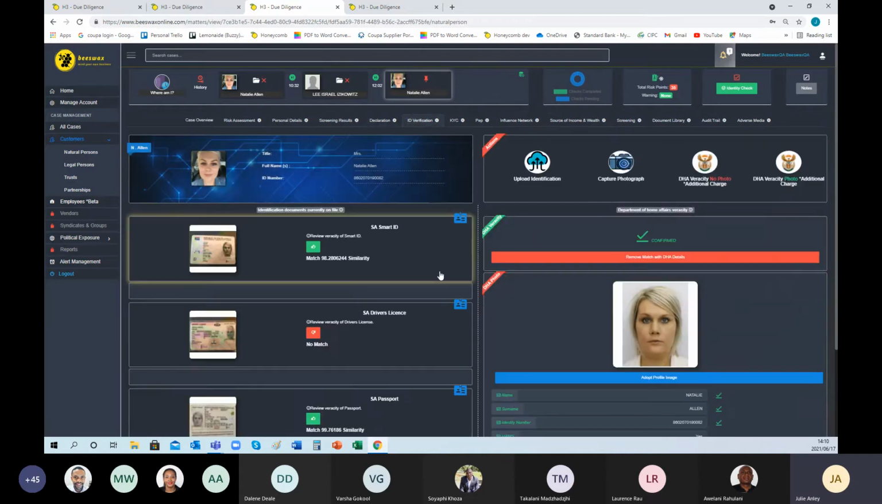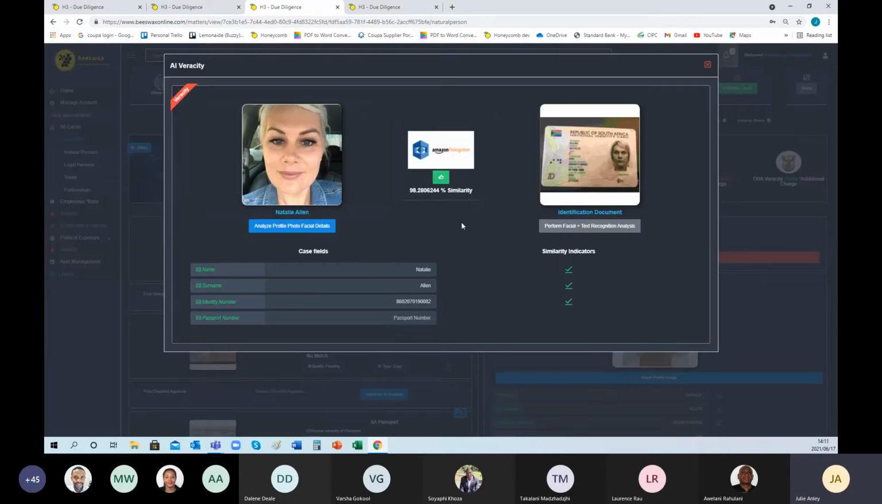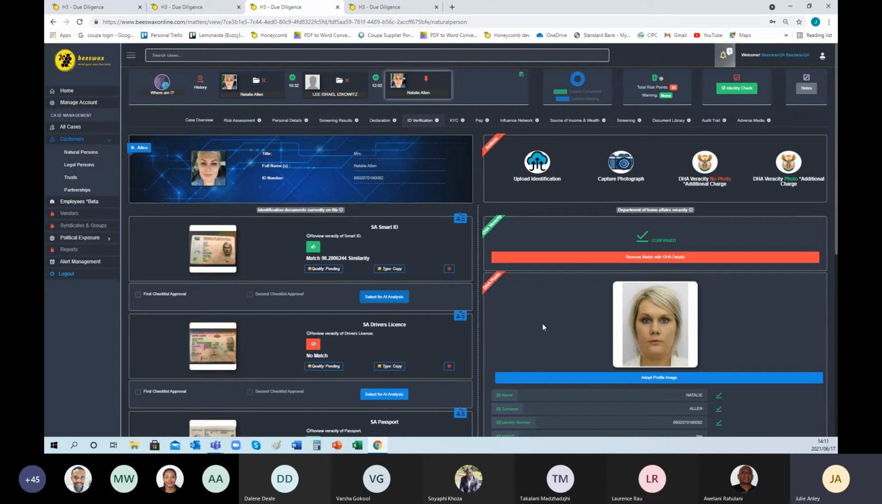The ID verification is a combination of your AI as well as a call to the Department of Home Affairs. So I'm able to upload a photograph of Natalie, compare that to a photograph that has been returned from the Department of Home Affairs. I can upload her documentation, and I can do the AI and see that the comparison is 98%, which means that the person in front of me that I know, the documents that have been handed to me, along with the Department of Home Affairs checks, identifies this person as a true person.